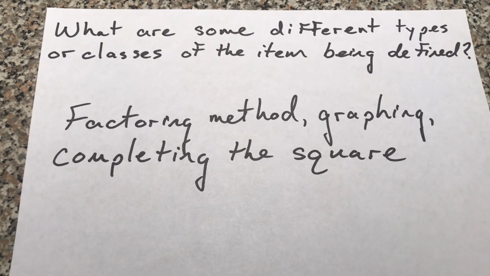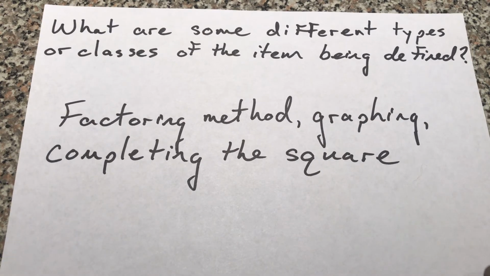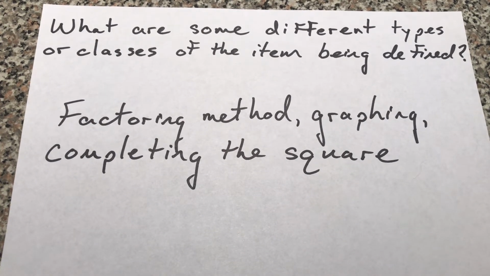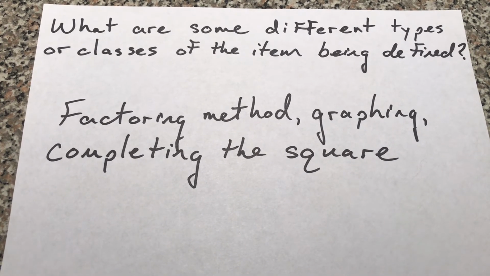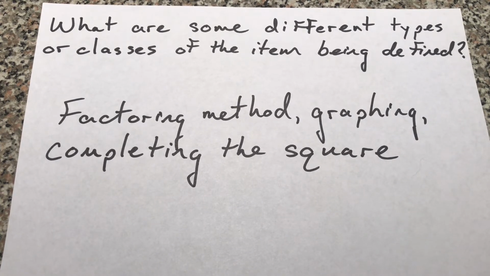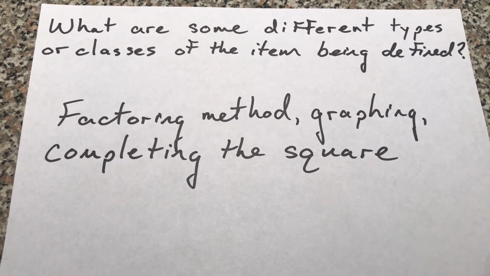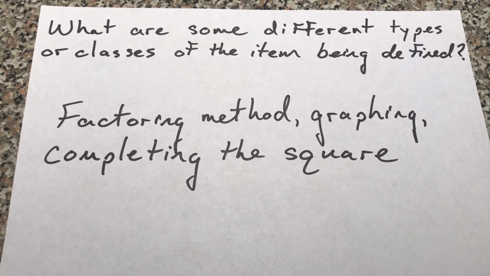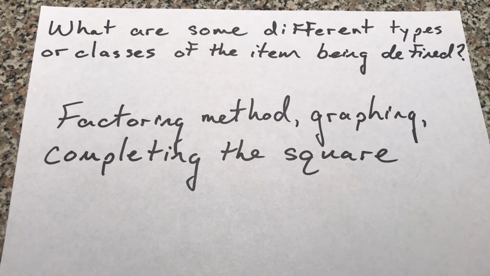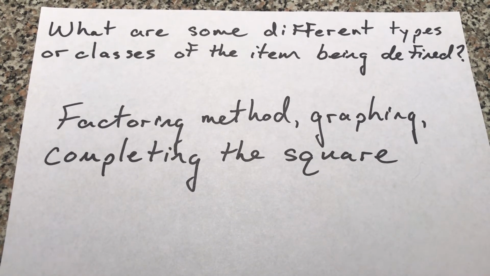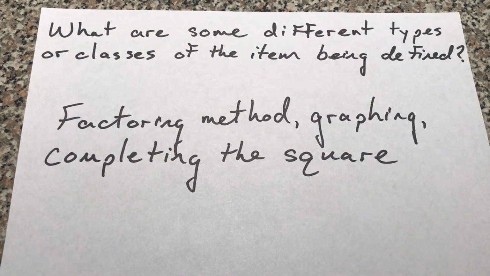What are some different types or classes of the item being defined? Factoring is another choice, graphing is another possible way, and completing the square are all different methods or different ways to also solve quadratic expressions. But again, these require certain criteria. Not all of them will always work in any situation. The quadratic formula will always work in any quadratic expression or quadratic equation.